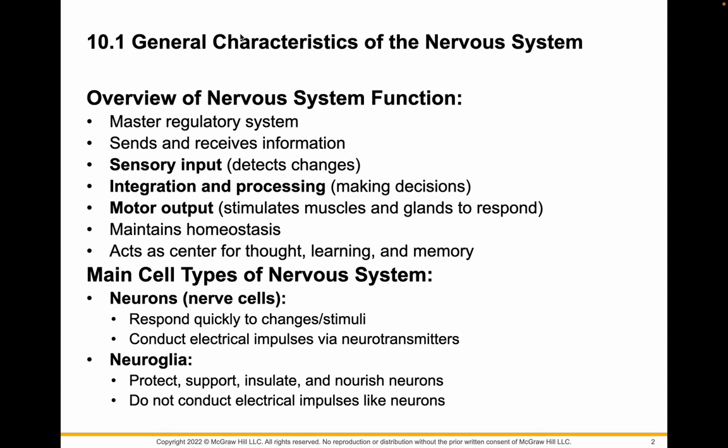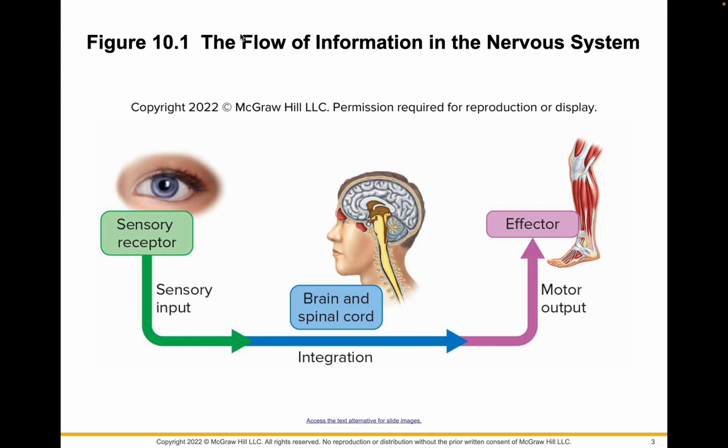But there's also neuroglia. And remember, the glial cells are what help protect and support these neurons and make them able to do their job even better. They do not conduct electrical impulses like the neurons. And they're also much smaller, if you'll remember from the tissue unit.